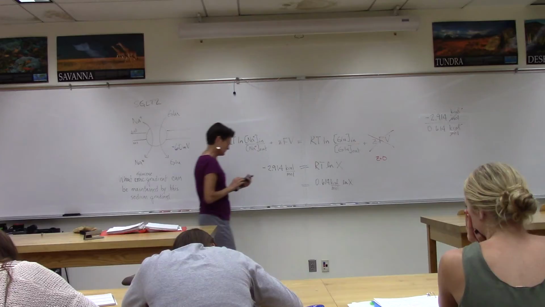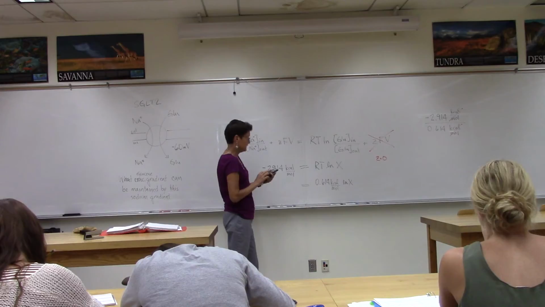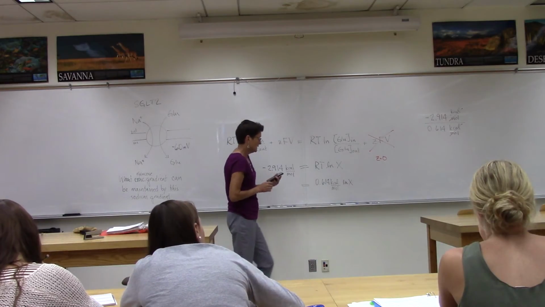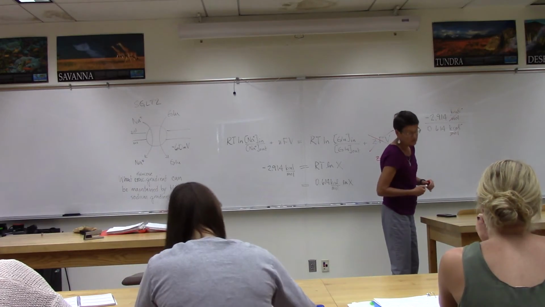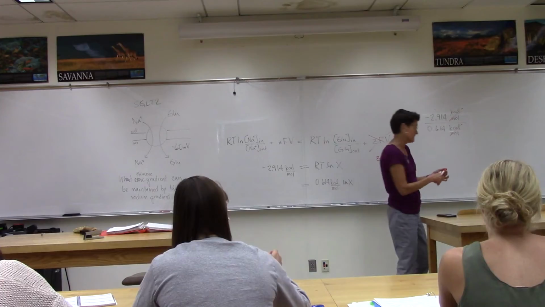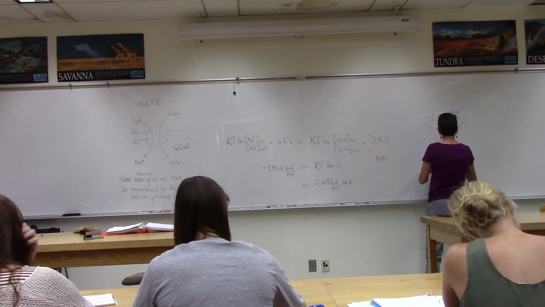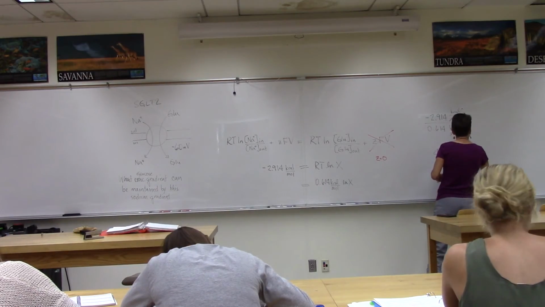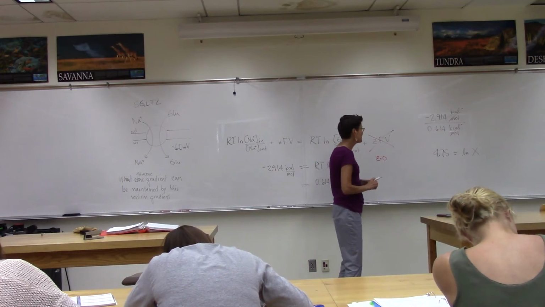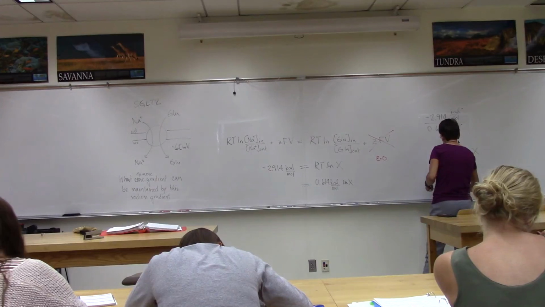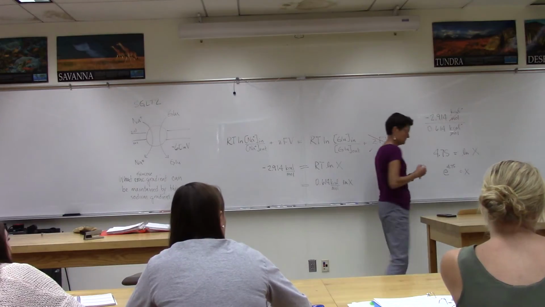My problem is a different problem. I got, check me, 4.746? Yeah, 4.75. Okay, good, let's go with 4.75. No units, equals the natural log of X, whatever that ratio is. So e to the 4.75 equals X.